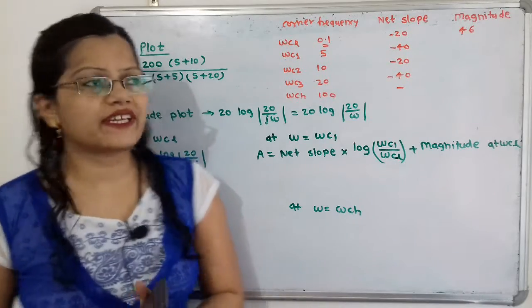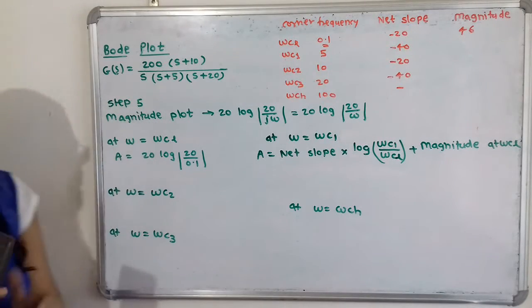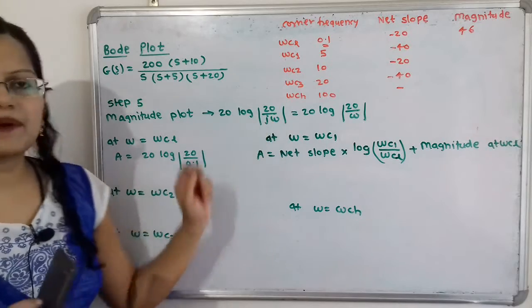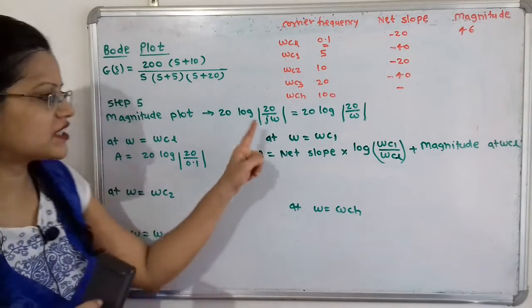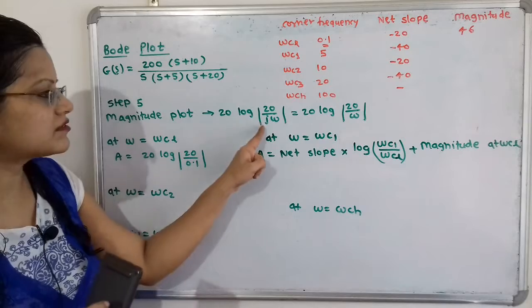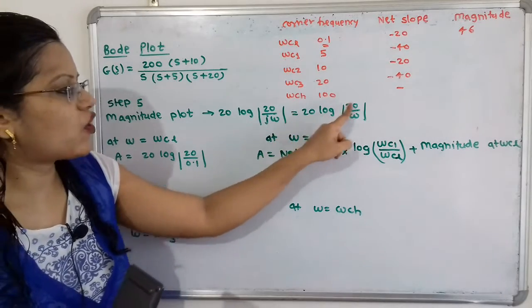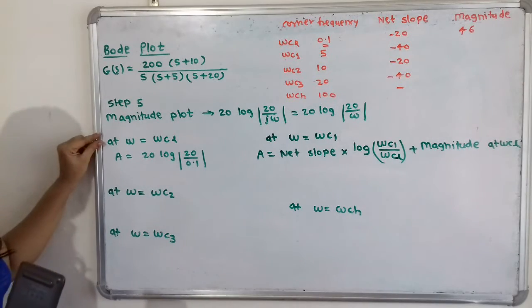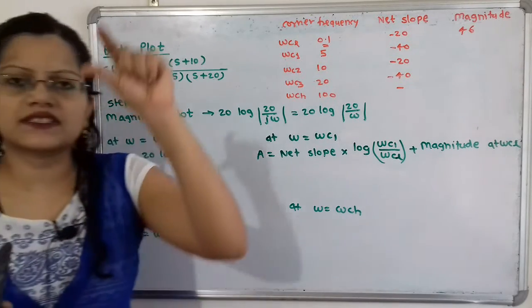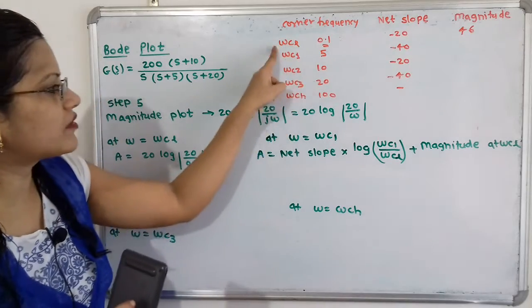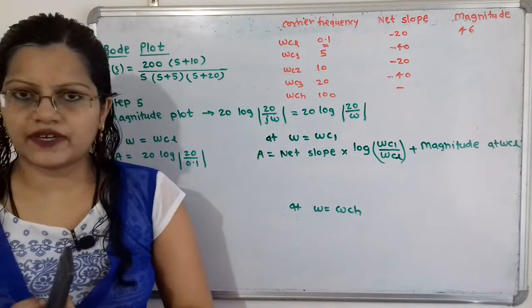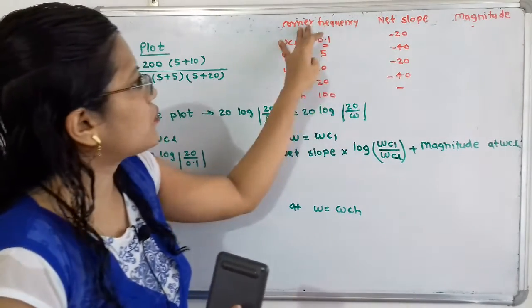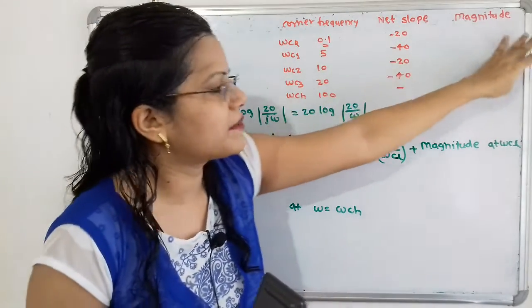Now we will move to the next step, that is step 5, magnitude plot. What is the formula? 20 log of modulus of 20 by j omega. Here modulus is there, so we will skip the negative term j, which is equal to 20 log of modulus of 20 by omega. First we will take the corner frequencies in order from the lowest corner frequency to the highest corner frequency. We will make one table: first is corner frequency, then net slope, and then magnitude.